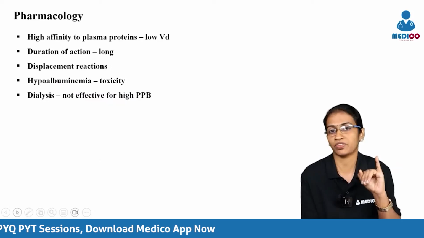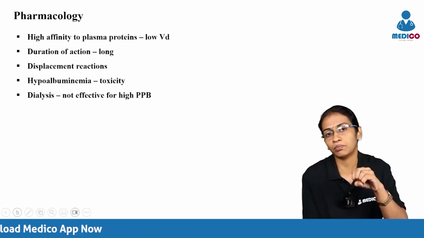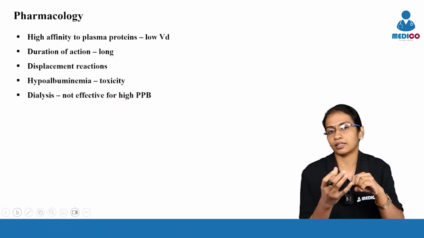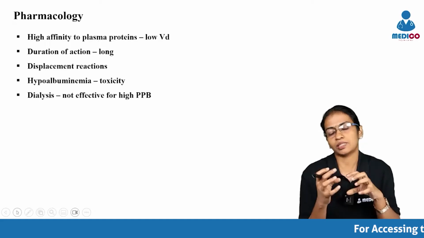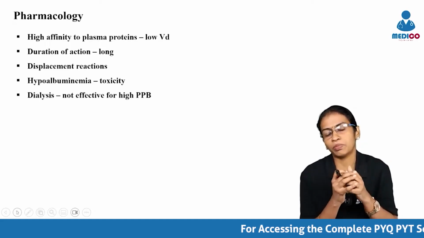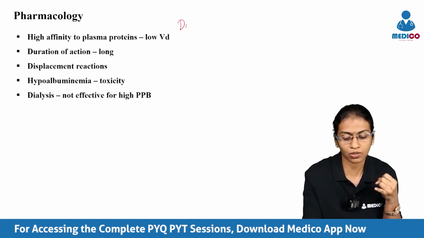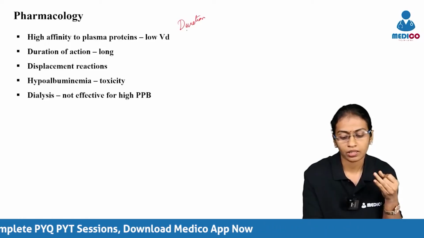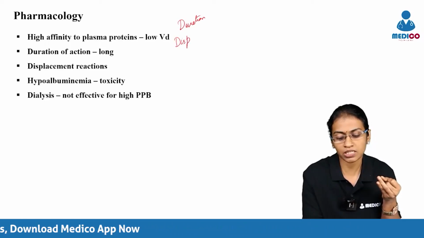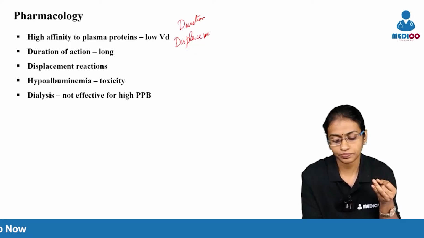One is duration of action. What happens if it is highly protein bound? Only the free drug is active. So it gets slowly dislodged from the bound site. The duration of action is prolonged. So duration is prolonged. There is also more chance of displacement reactions, which we have discussed earlier.